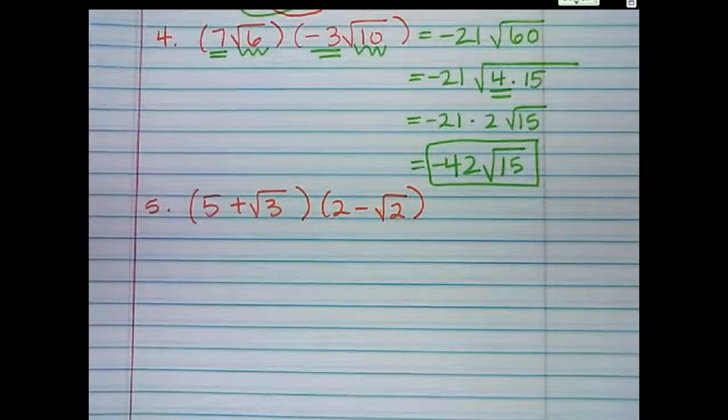So you have two binomials. How do you multiply binomials? FOIL or distribute. So go ahead and do that on that one.